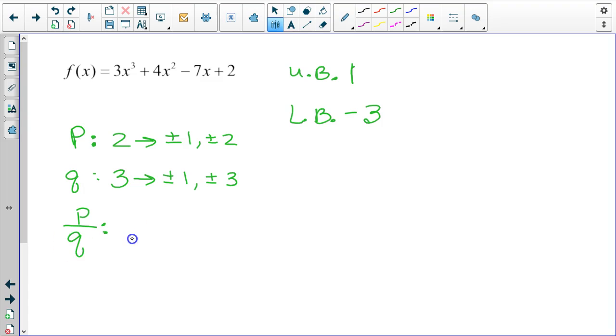How do I find P's and Q's? P over Q? Divide. So 1 over 1 is 1. 1 over 3, 1/3. 2 over 1, 2. 2 over 3. That's why I stack them that way, P and then Q, and get P over Q. Okay, so I like them in order. No, you don't have to do this.